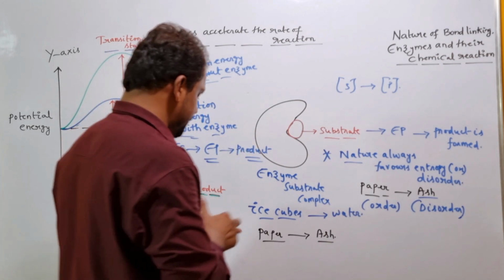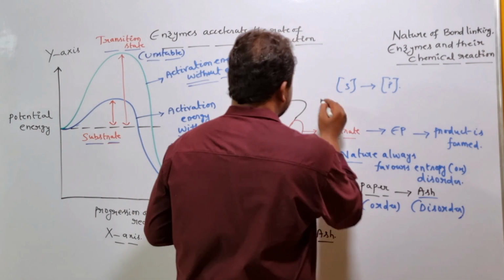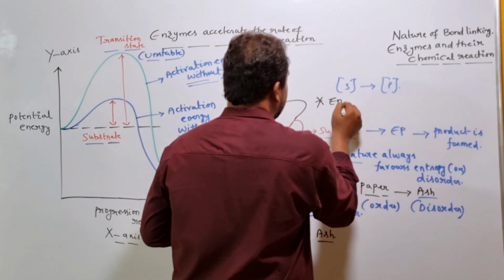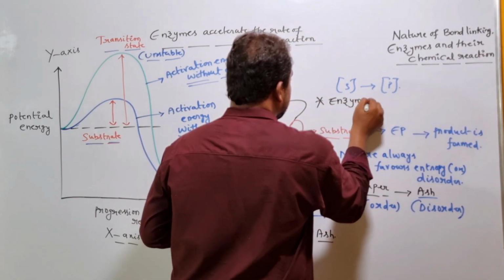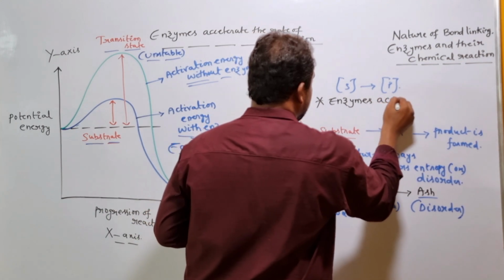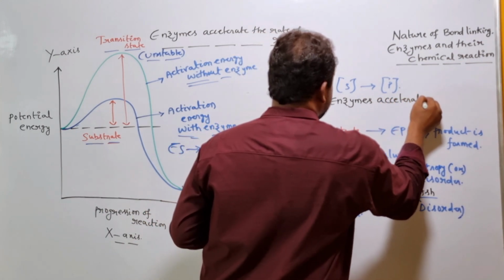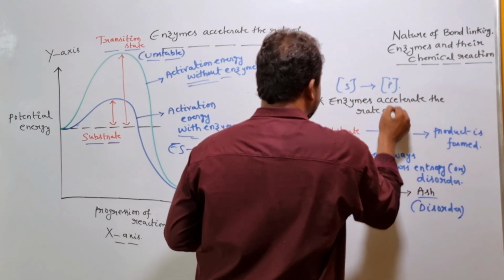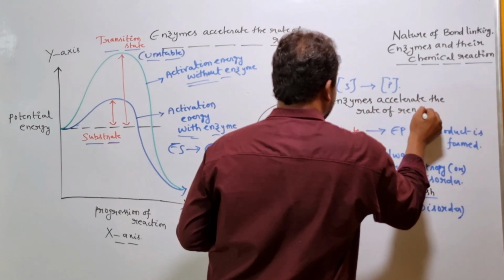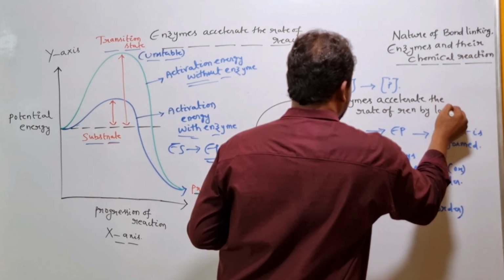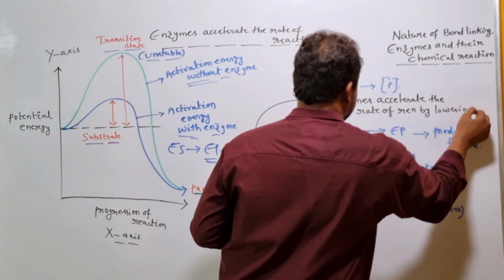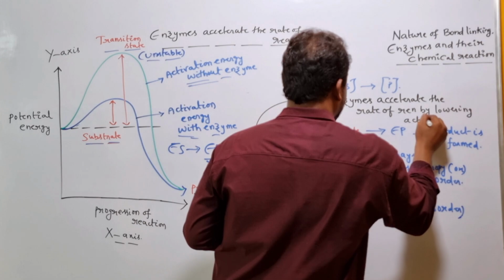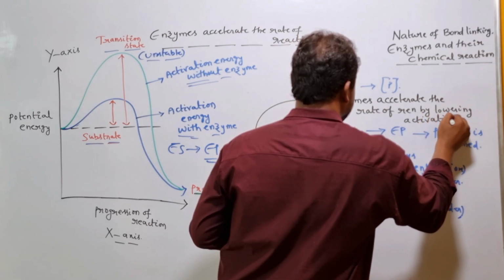So let me write it on the board. Enzymes accelerate the rate of reaction by lowering activation energy.